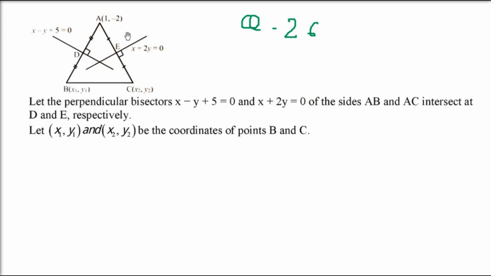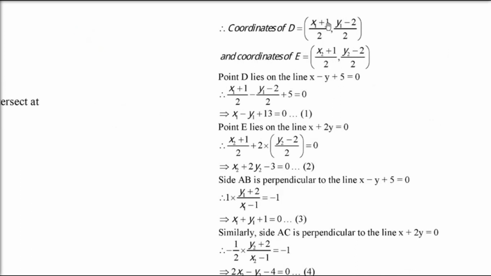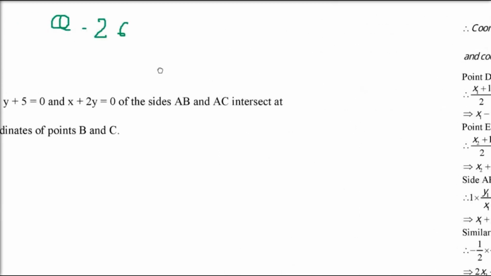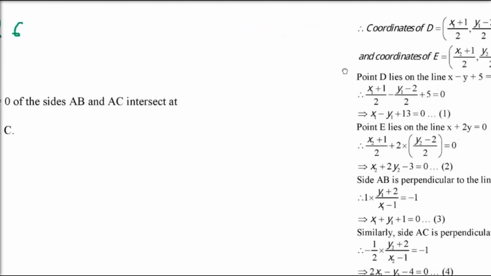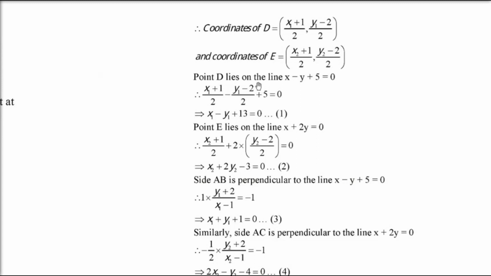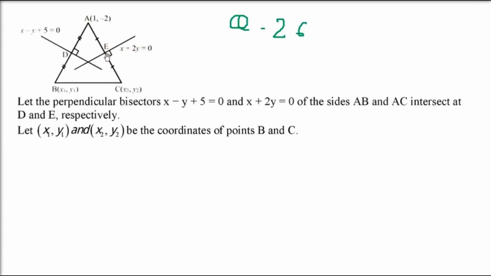Similarly, E can be found because it is a midpoint. The D point is ((x1 + 1)/2, (y1 - 2)/2) and the coordinates of E are ((x2 + 1)/2, (y2 - 2)/2). The D point lies on the line x - y + 5 = 0, so there will be an equation. Again, E is the midpoint of AC, and E lies on x + 2y = 0 also.